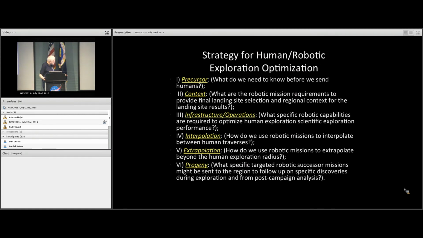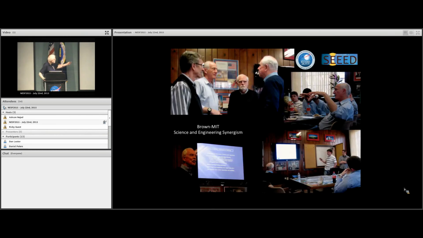So the bottom line is we have tried to develop this kind of perspective and structure by taking a look at a campaign, not just exactly what's the next mission, but what do we do to actually go after these things. And we have, in our context here, human robotic exploration optimization. We're looking at precursors, we're looking at context, we're looking at infrastructure operations to support long-term exploration, such as a GPS system in orbit, etc.